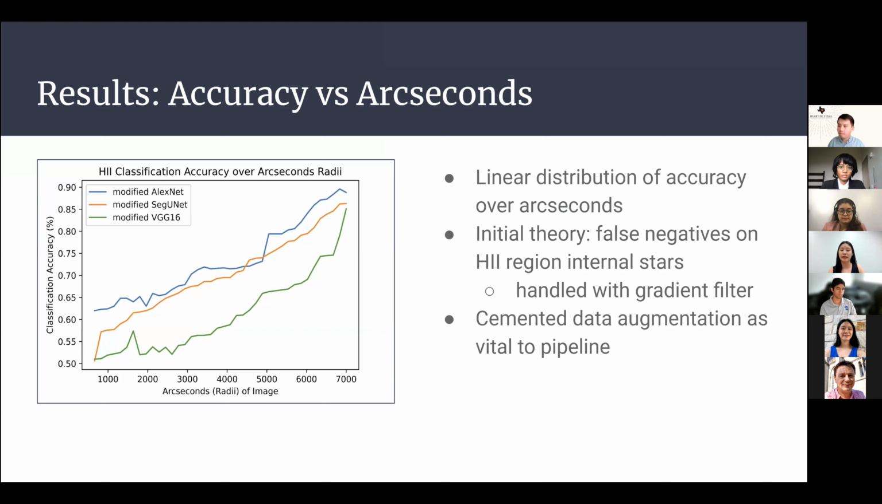And so what we saw here is that there's a linear distribution of whether we can classify if an image contains an H2 region, and that tends to go up with the size of the image. Our initial theory was that we had really low accuracy at really small images because of the internal structure of the H2 region. We believe that because H2 regions contain stars inside of them, which are ionizing the hydrogen gas and thus creating a structure, if we zoomed in very far and saw that there were only stars within an image, it could easily be misclassified as a false negative, either a galaxy or just noise.